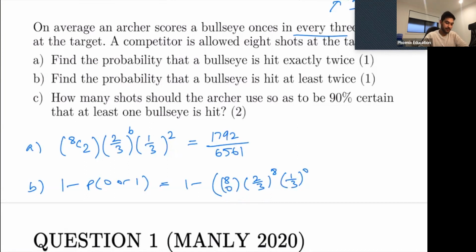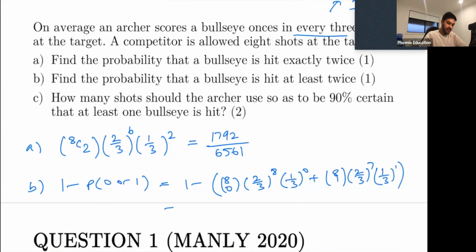Okay, and 1 shot, you can get 1 shot out of the 8 in 8C1 ways, so 8 ways. It could be on the first, second, third, fourth, and so on, all the way up to the 8th shot. So 8 ways of getting 1 bullseye. That means you'll need to miss 7 of them, and you'll need to hit 1 of them, okay?